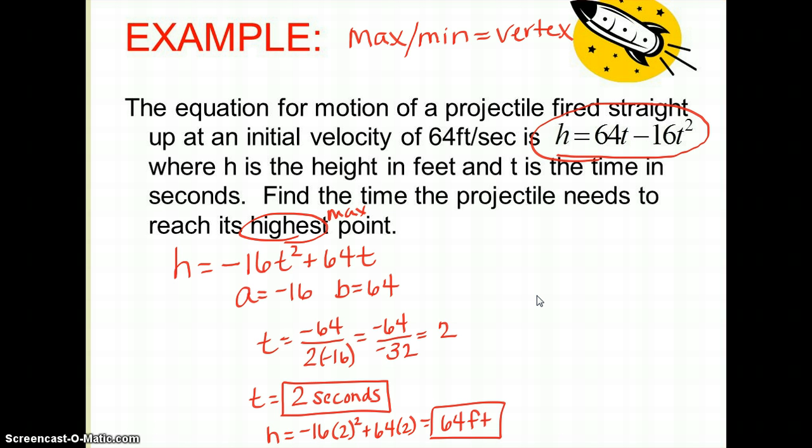Okay, so yes, in my problem it simply asked me the time the projectile needs, so it was really looking for the 2 seconds, but if it also had asked me for the height, or if it had asked me for the height in the first place, then I would go with the 64 feet as my answer.